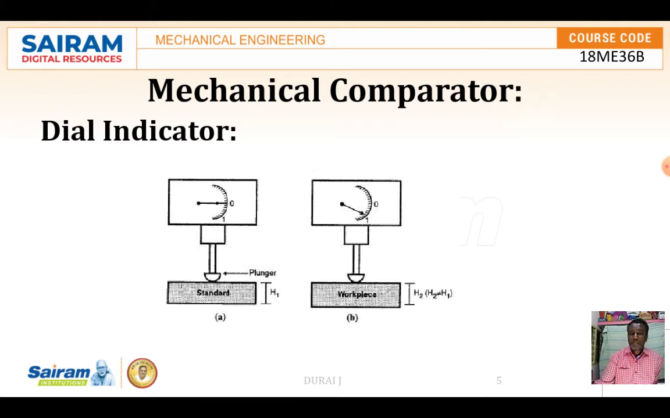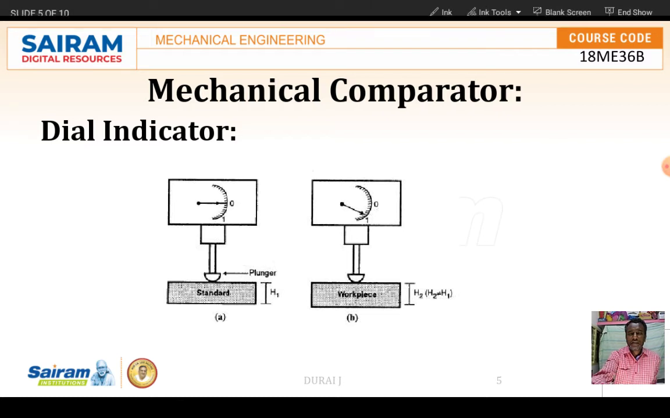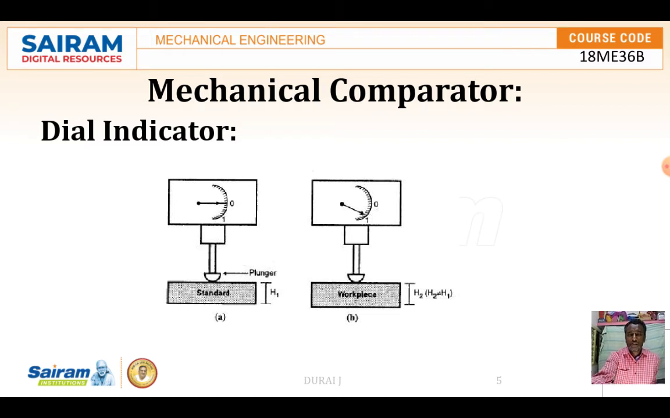Once the plunger moves, the rack gear connected with it moves up and down, so the connected pinion gear rotates. The pointer is connected on top of the pinion gear, so it is going to deflect. From that we can note how much deflection takes place. So this is the working of the dial indicator. Then, how to check the component.